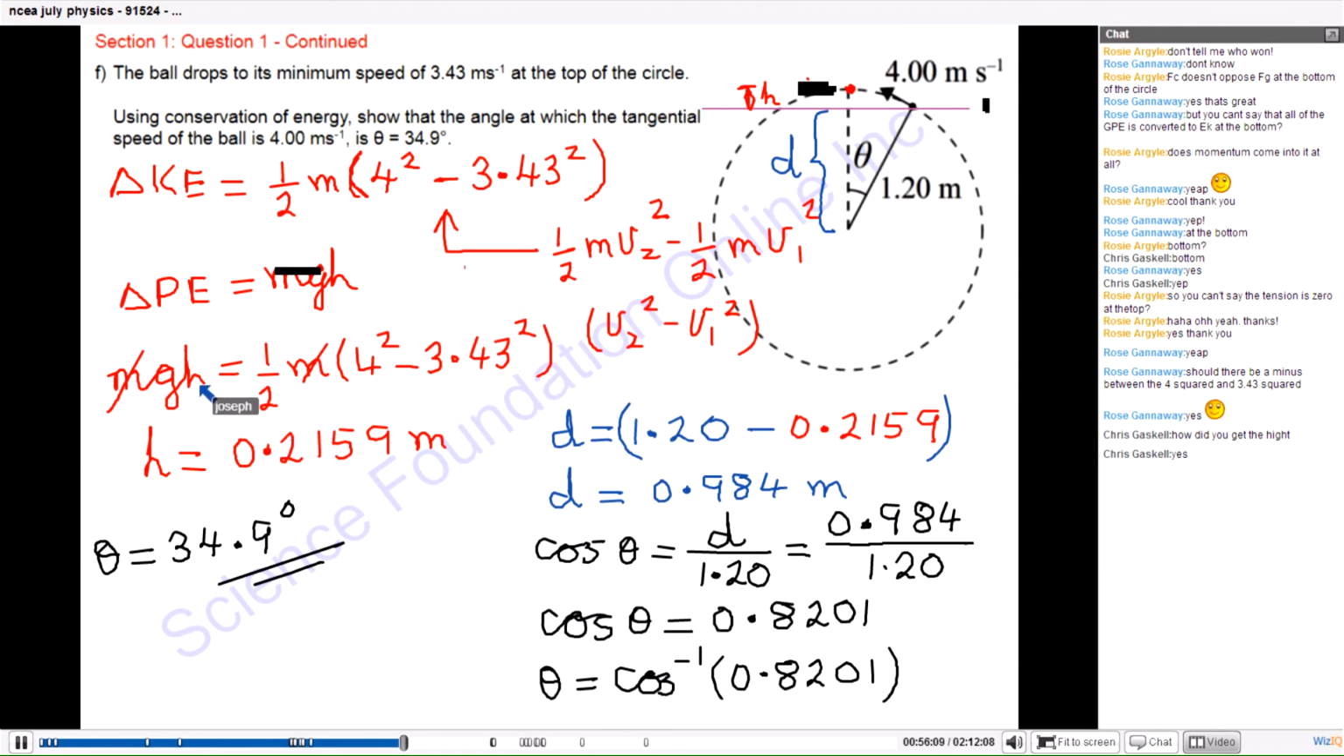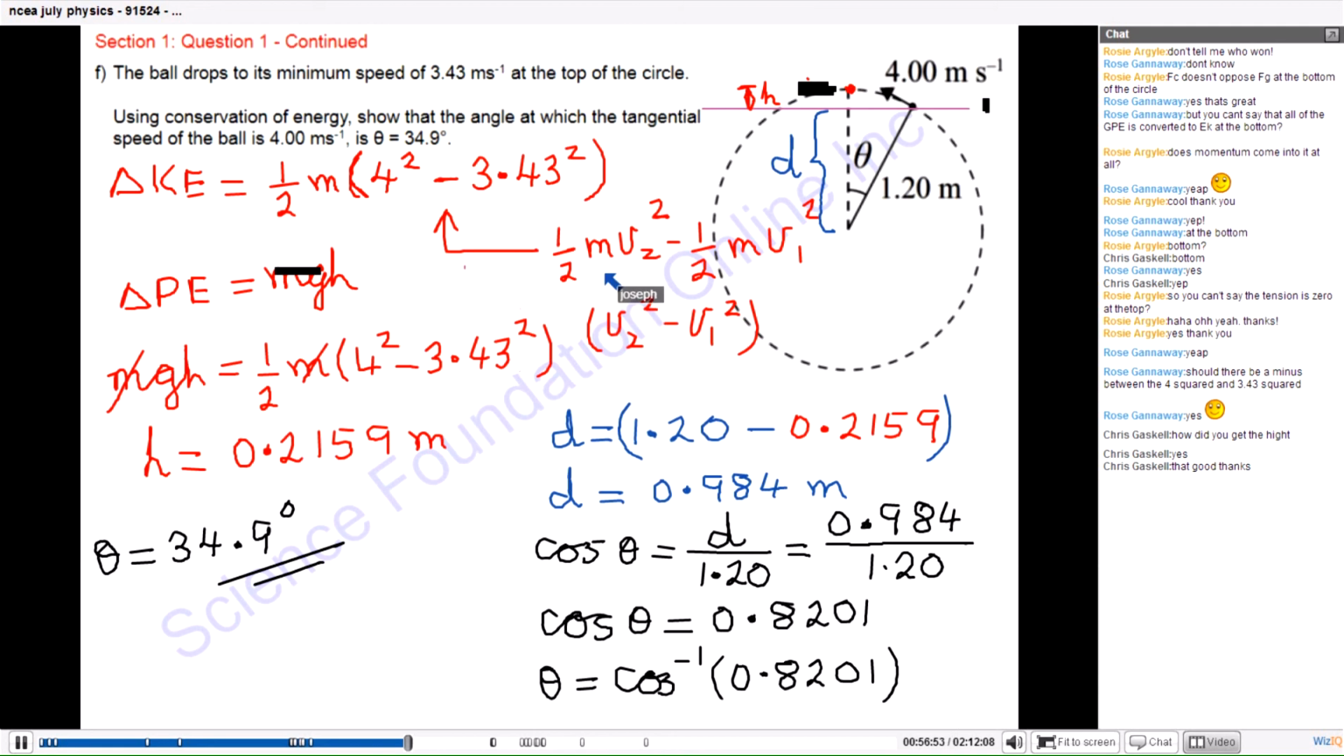Look at what I'm pointing to right now. mgh, where h is the vertical height difference, is a half m times v2 squared minus v1 squared. v2 is the 4 meters per second, v1 is the 3.43. Right? Half m, v2 squared minus v1 squared. Chris, is that making complete sense? Please let me know so I've understood if that's what you are asking. Right? Okay, you got it.